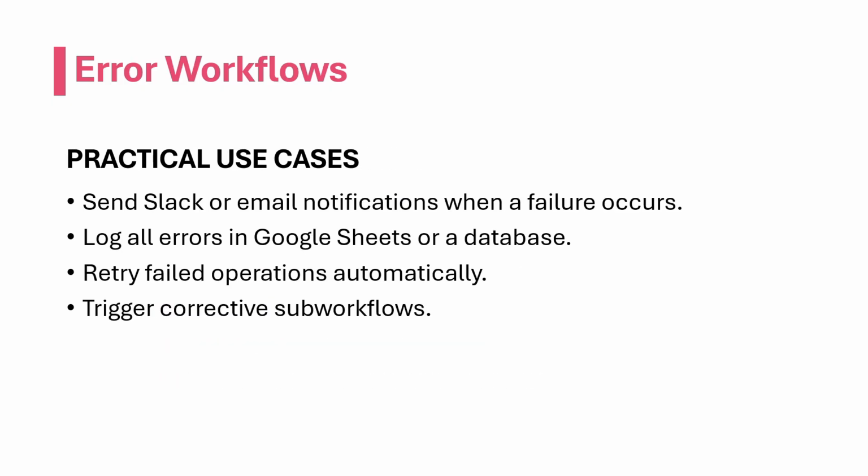Then we will see the practical use cases of error workflows. Here are some great ways to use error workflows in real projects. First of all, you can send Slack or email notifications immediately when something fails, so your team can act quickly. Or you can log all errors in a Google Sheet for review. Some advanced setups even trigger a corrective sub workflow. For instance, if an API request fails, you can retry it automatically after a few minutes. All these things make your automation robust and self-healing.